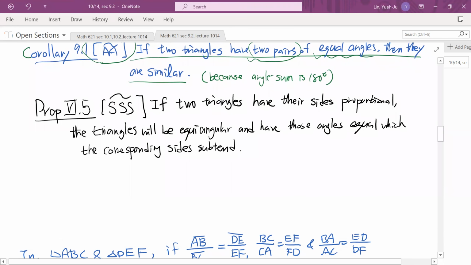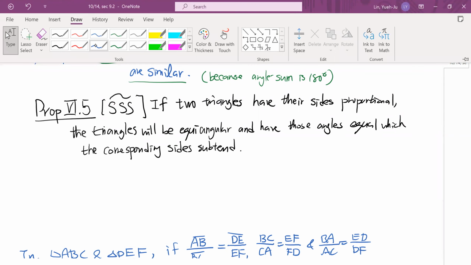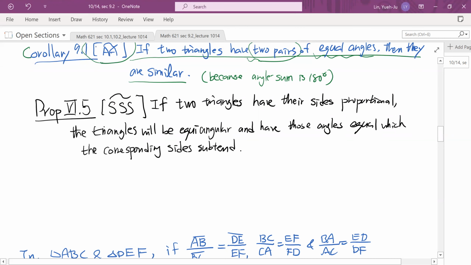One is SSS, but be careful, this SSS is not the same as the congruence scheme. This is a similarity scheme. So let's see what the statement is here. It says that if you have sides that are proportional, then the triangles will be equiangular and have those angles equal with the corresponding sides.